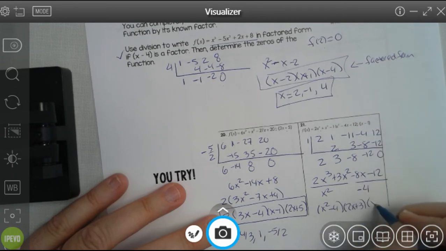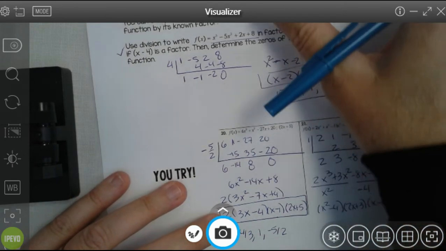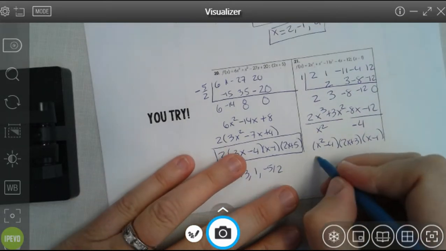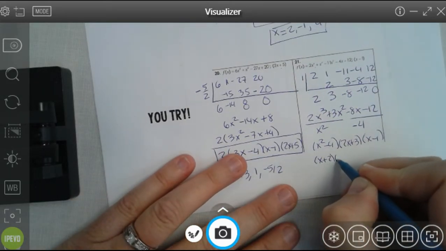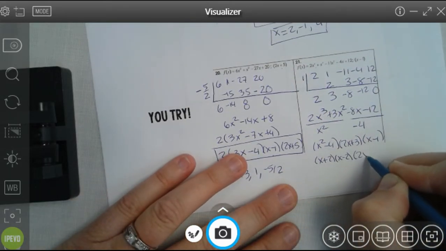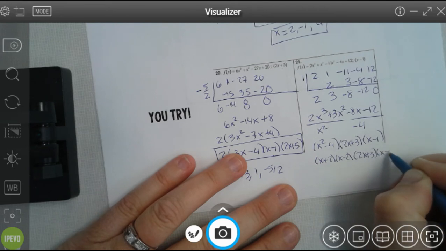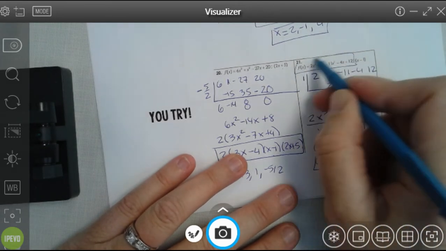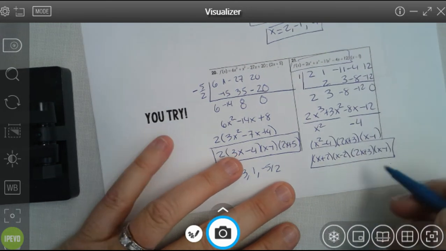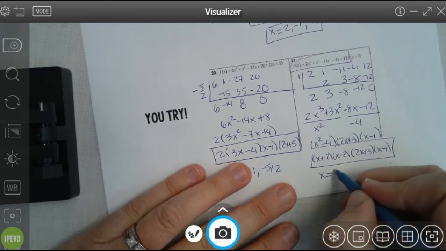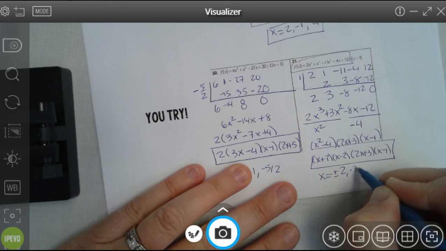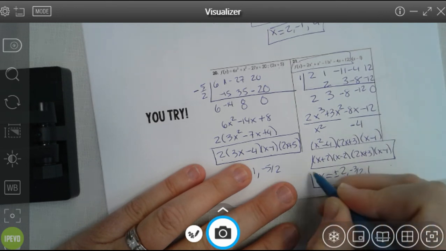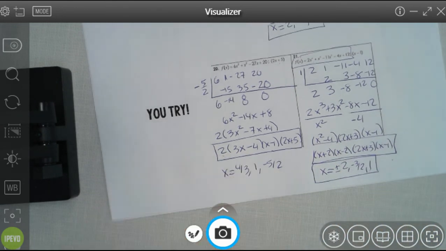The original one up there. This would factor though, so if they asked you for your full factored answer, it'd actually be x plus 2, x minus 2. So this would be the fully factored version of the original equation. So this right here factors into that. Now if they ask you to find your zeros, you get plus or minus 2, -3/2, and the original 1. So also don't forget your original 1 right there.